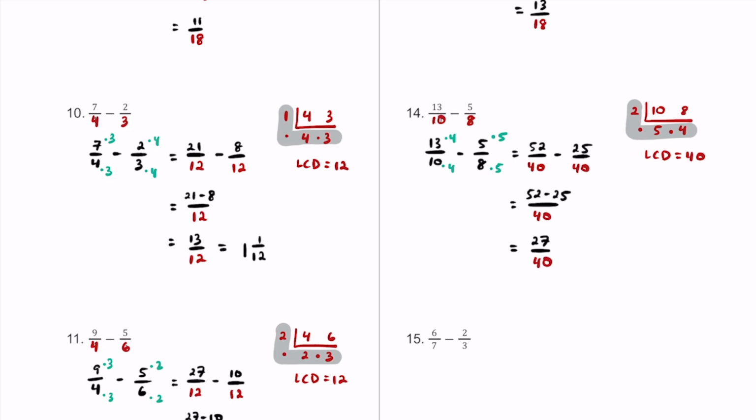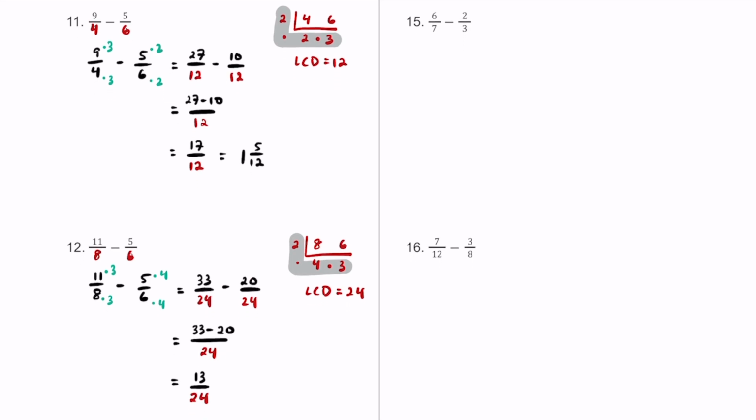Alrighty, cool. Last couple, let's check out 15 and 16. For number 15, we have 6/7, and we're taking away 2/3. 7 and 3, let's see the first time these numbers meet. I think they're both prime, right? So they have nothing in common. So the first time they meet is just going to be 7 times 3. You can ignore that 1, doesn't really make a difference. So the first time 7 and 3 meet is going to be at 21.